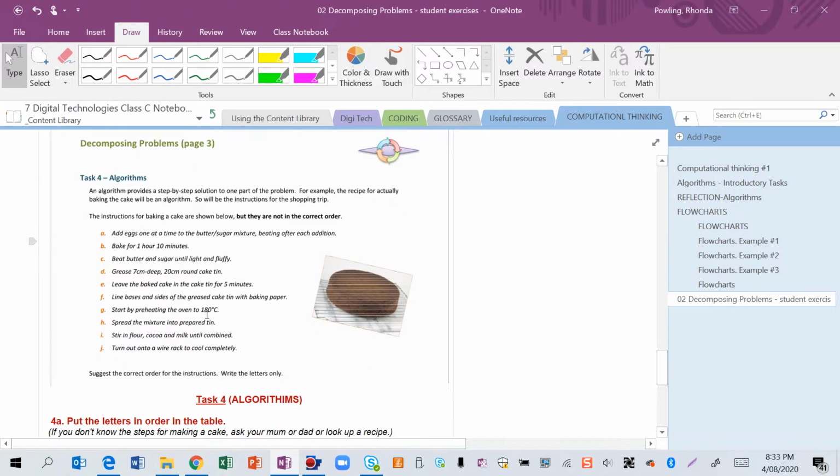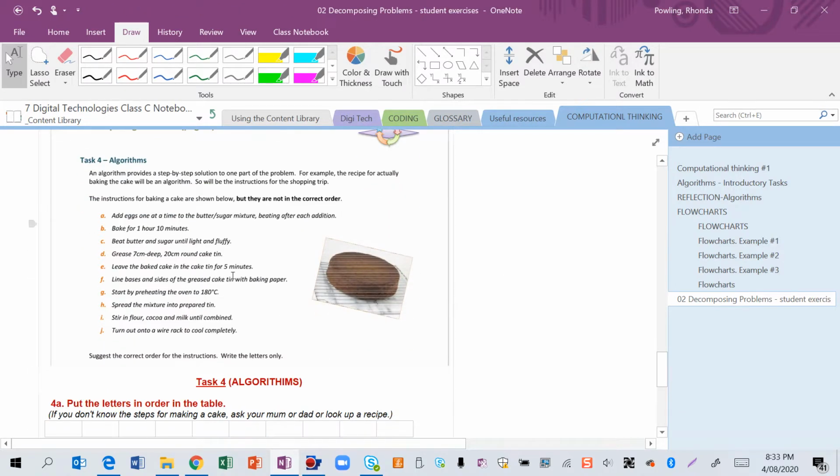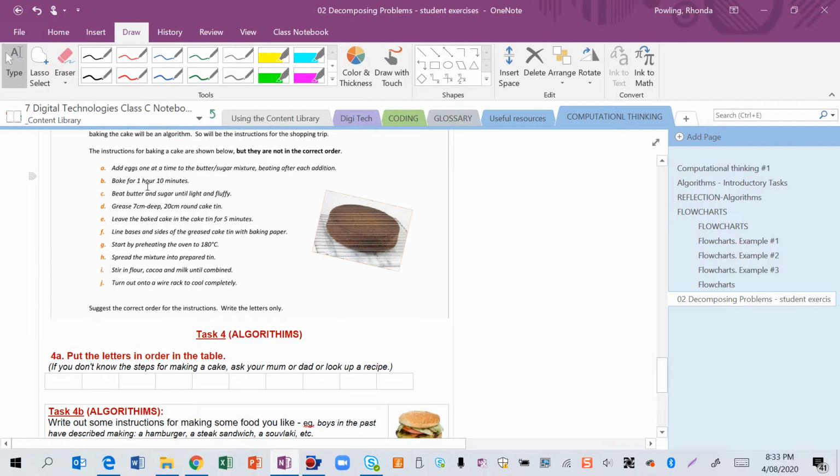And then the last thing is you're going to do another algorithm. Here you've got all the steps you need to make a chocolate cake. However, if you look closely, you probably wouldn't add eggs one at a time to butter and sugar, and then bake for an hour, and then beat the butter and sugar, and then grease the tin, and then leave the baked cake on. So they're all jumbled up. So can you put them in the right order, those steps?